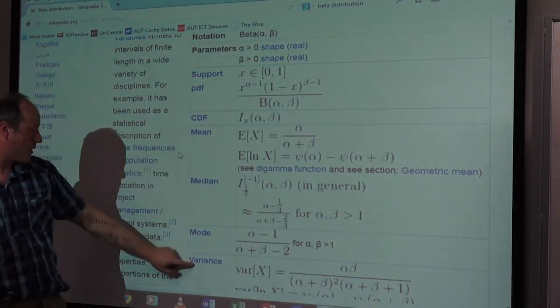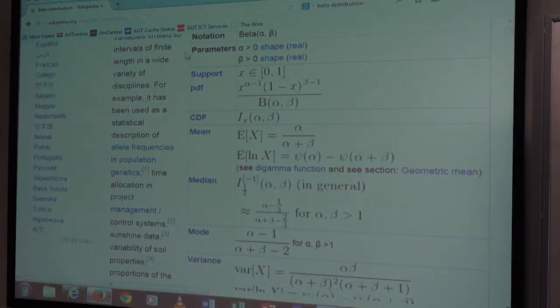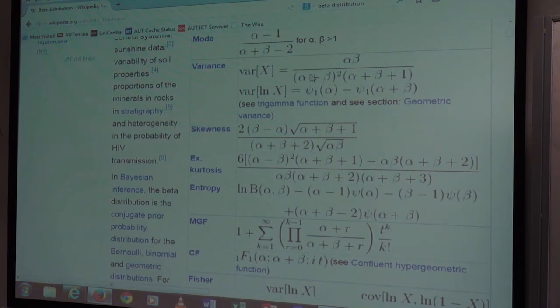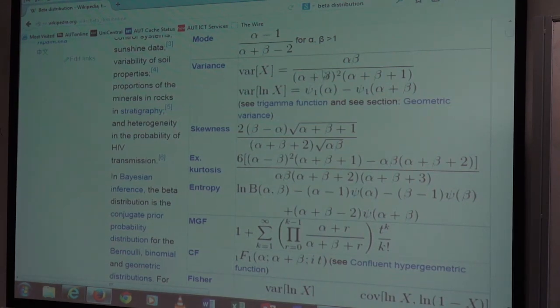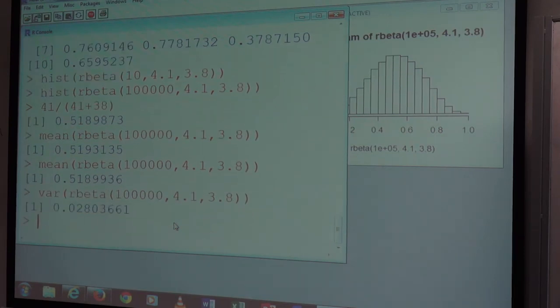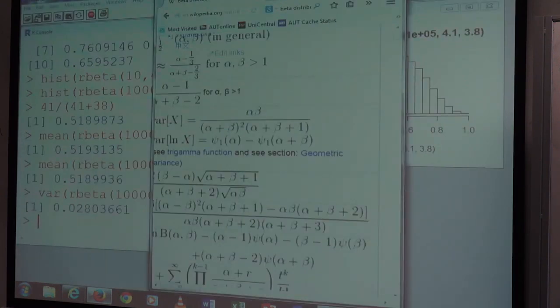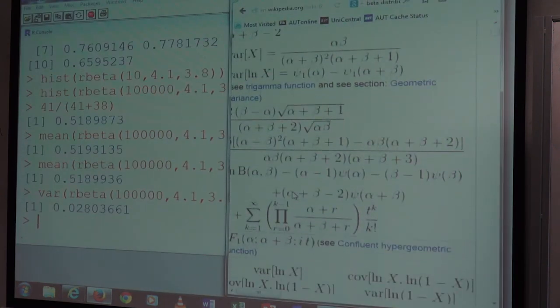Let's have a look at the variance. So here's the variance, and it's this complicated formula here. Let me write that out. Alpha beta over blah, blah, blah. All right, let's have a look at that. The variance is that. I can't remember the formula. Oh, there it is. Alpha beta over alpha plus beta.